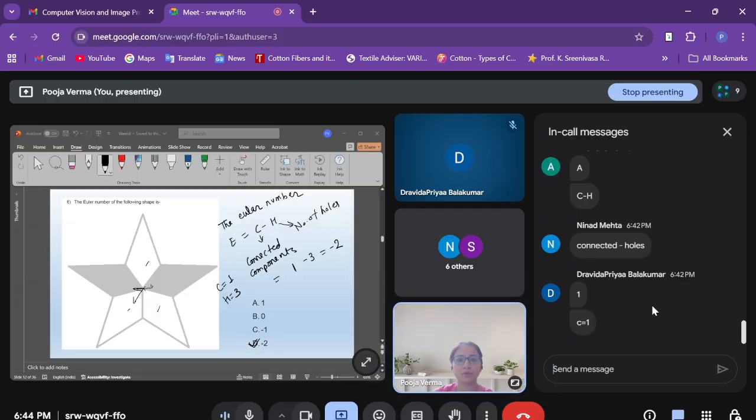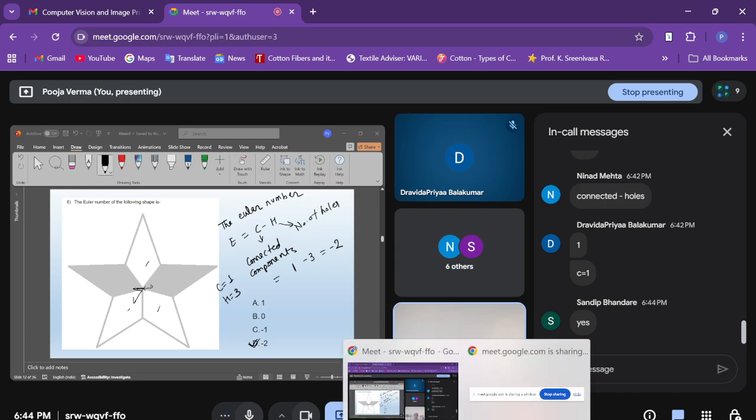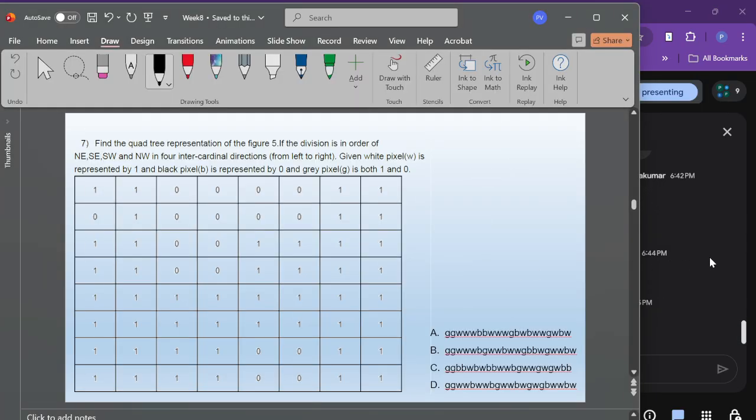Is it fine to all of you? So have you understood from the given figure how to calculate the Euler number? Okay. So now moving to our next question. I hope all of you have understood this question.